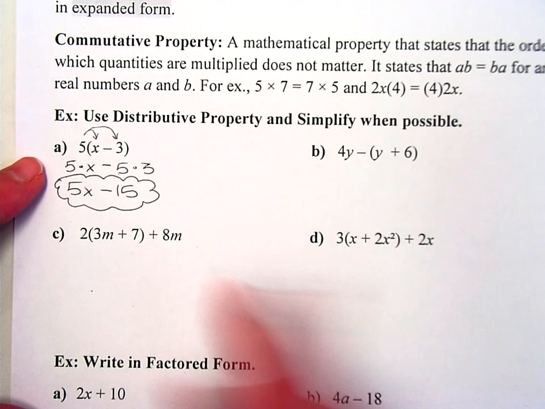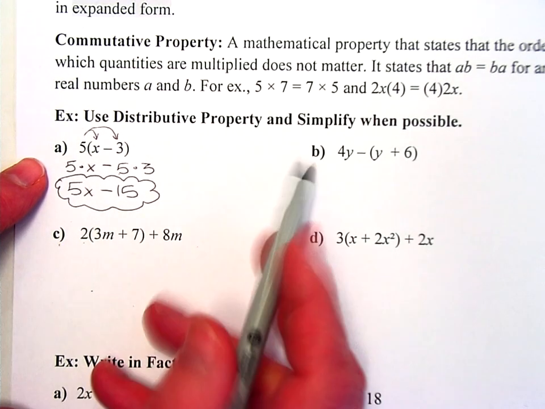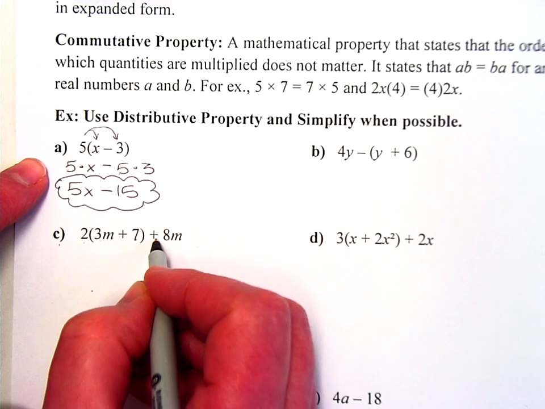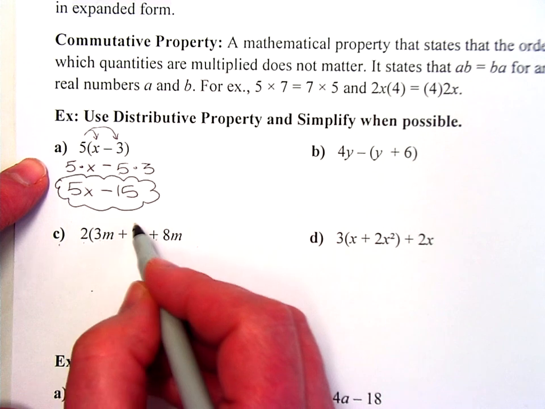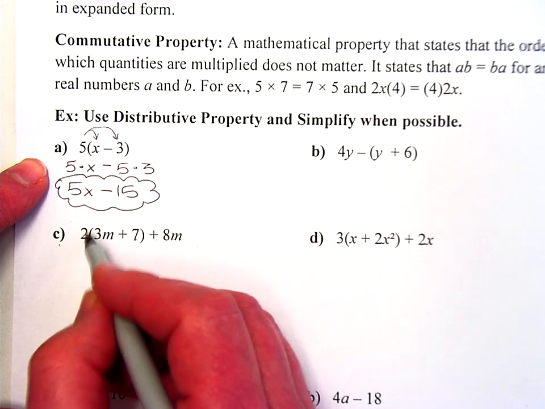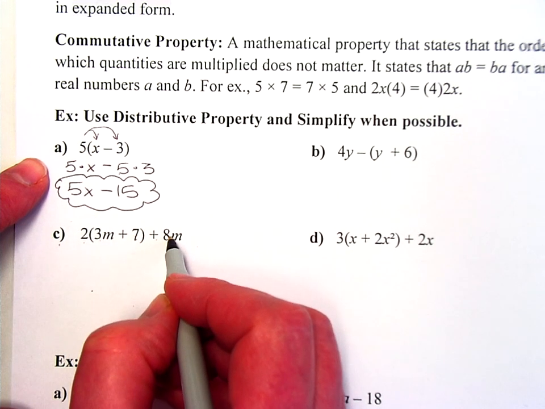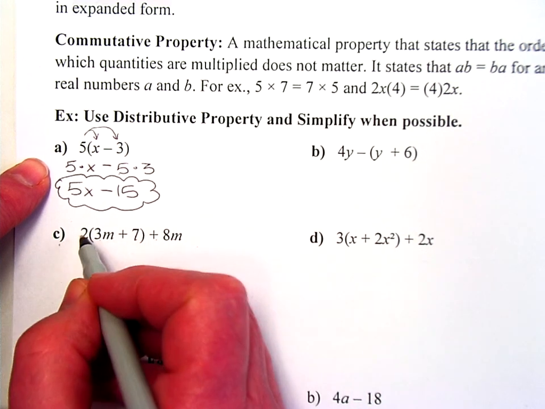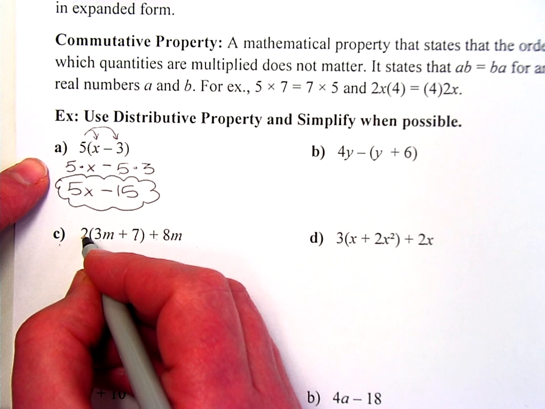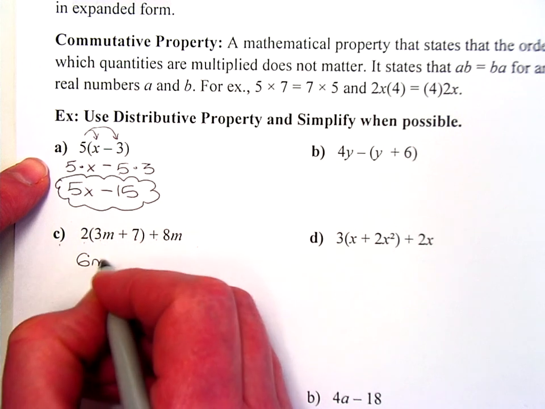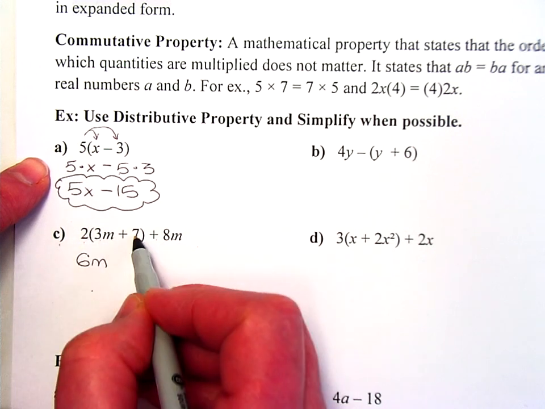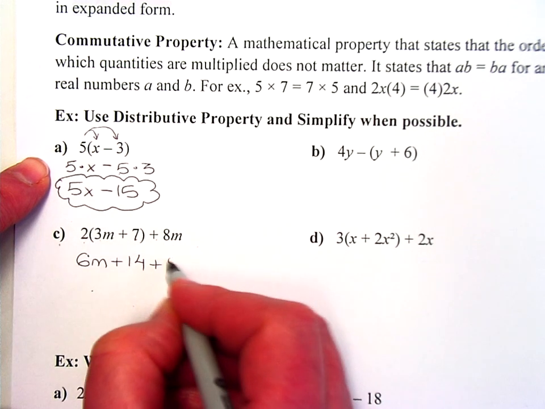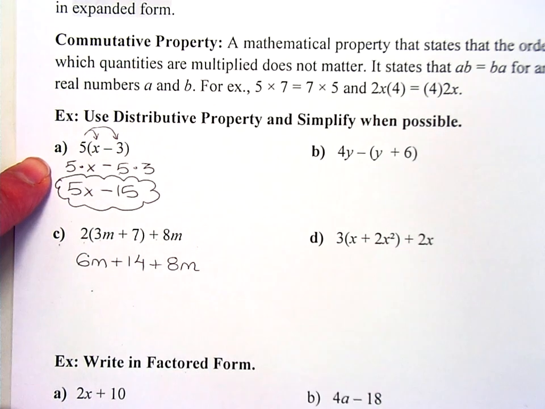Now let's look at this one here. Well, let's do C before we do B. We have here 2 times 3m plus 7 in parentheses and then plus 8m. Recognize, because we have parentheses, we have to multiply both members inside by 2, but 8m is not being affected by that. So 8m is not going to be multiplied by 2. So we have 2 times 3m, which will give us 6m, and then 2 times 7, which will give us 14, and then we copy plus 8m as is.